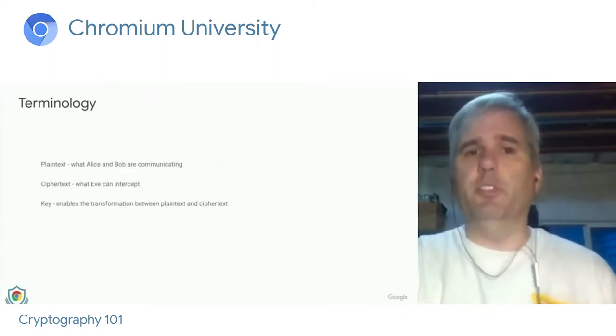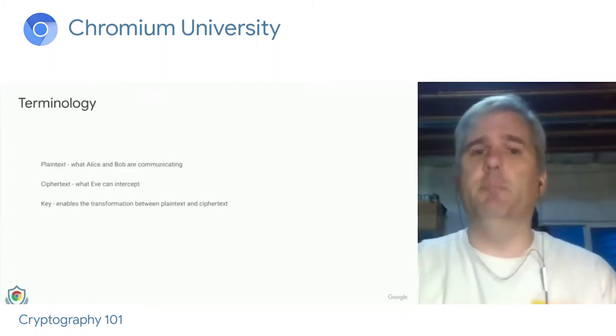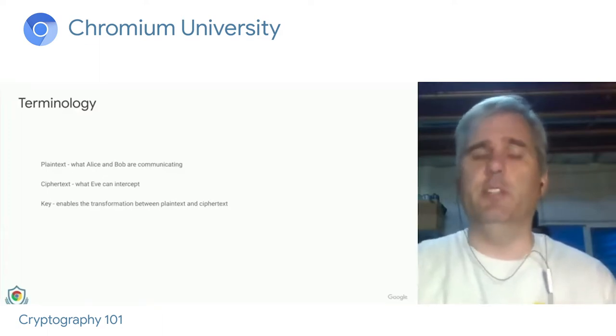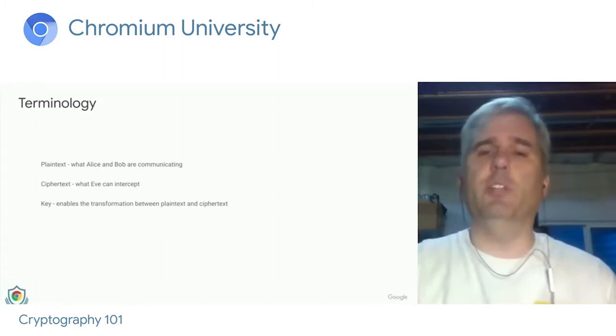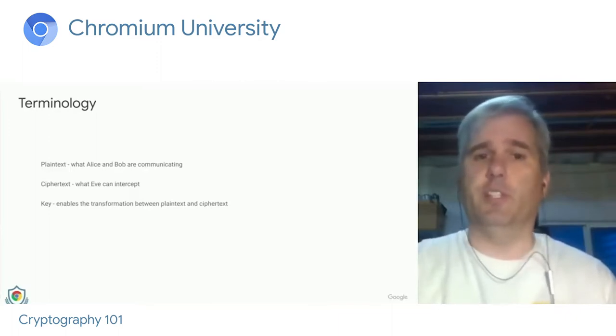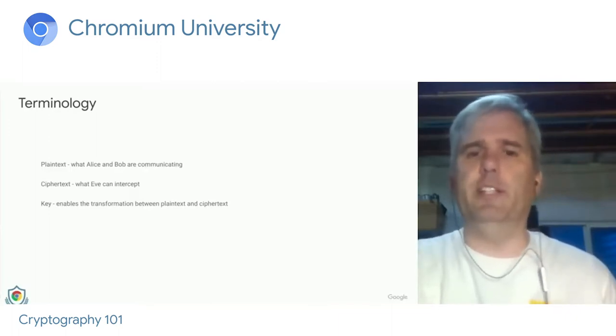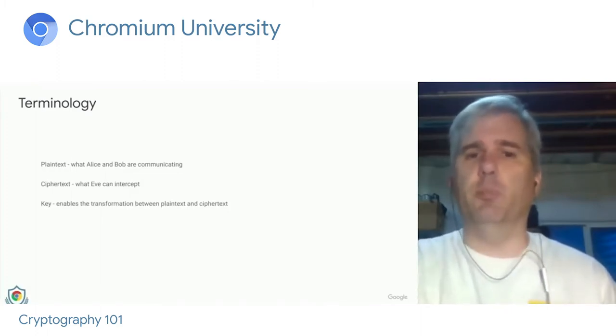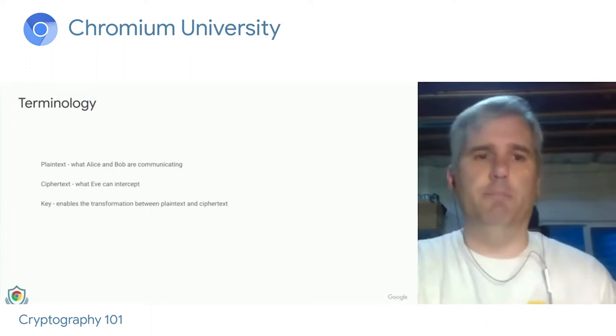So a little bit of terminology. What Alice and Bob want to communicate is what we call plain text. That's either text, images, voice, video. The ciphertext is what goes back and forth between them, what Eve is able to overhear. And the key is what lets you transform plain text into ciphertext or vice versa. And generally, when we talk about any of these, we talk about them in the length of bits, like a 56-bit key, 64-bit block of plain text, etc.